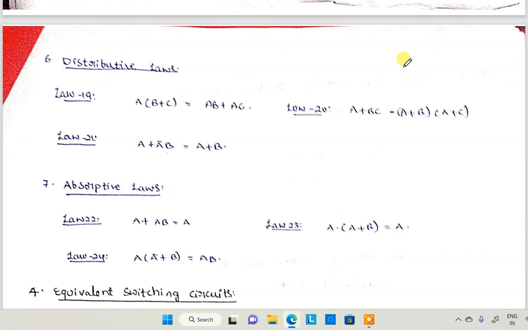Clear? Next we are moving to the distributive law. Here, A into B plus C, just multiply and distribute, AB plus AC. Next, A plus BC will be written as A plus B into A plus C. You can also write that A plus A bar B is equal to A plus B. These formulas are very important. I can use these formulas directly while simplifying an equation, and then we can solve the problem in 1 minute, right?